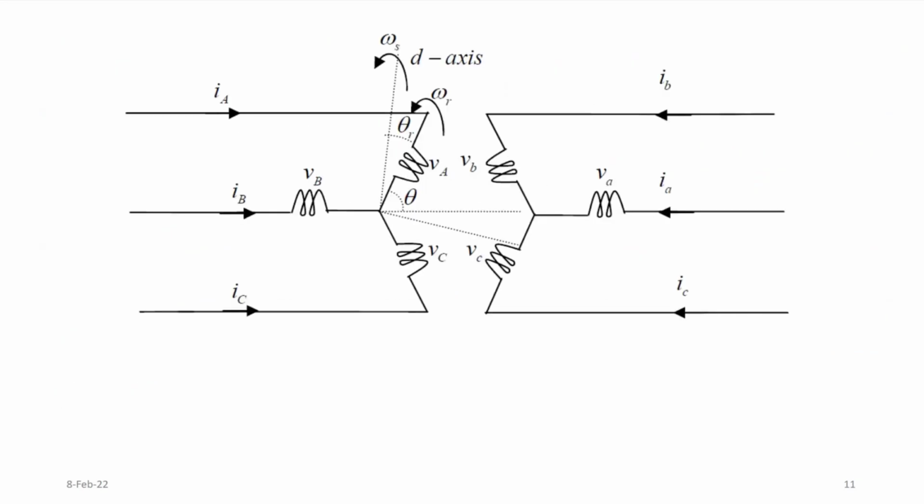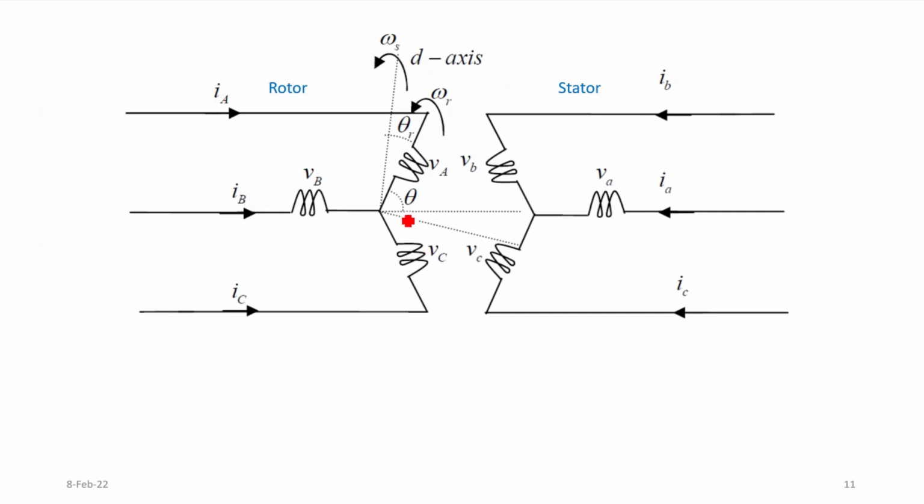Now this is the equivalent circuit of the induction motor. Consider the induction motor: this is your rotor, and this is your stator. The stator produces a magnetic field which rotates at the synchronous speed, let us say omega s, and the rotor also produces a magnetic field rotating at omega s, the same speed, right? And let us say the rotor is rotating at omega r.